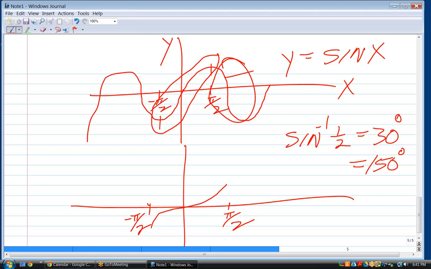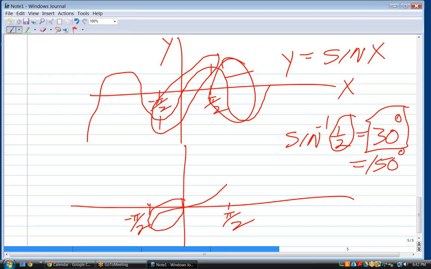Okay? So the calculator is only going to give you the principal value for the inverse of the function. It's not going to give you all the values in the unit circle. If this is positive, it's going to give you a first quadrant angle. If it is negative, it is going to give you a fourth quadrant angle. Notice that part that I just circled is the fourth quadrant.